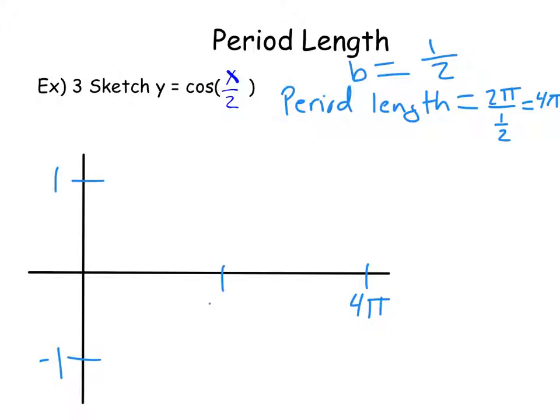We still go through the same pattern of just splitting it into quarters. That tends to work fairly well. Now, as always, I am going to do, in red, just cosine of x. Keep in mind, the period of cosine of x is just 2 pi.